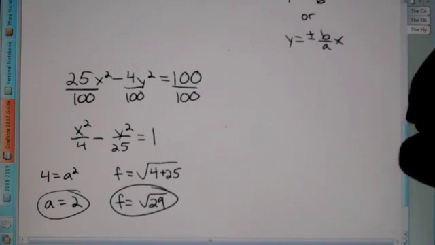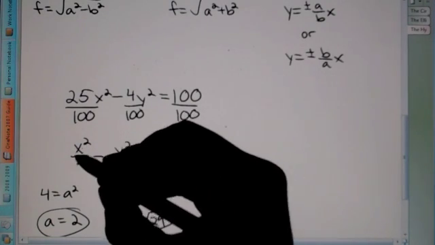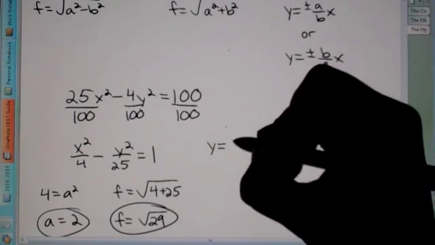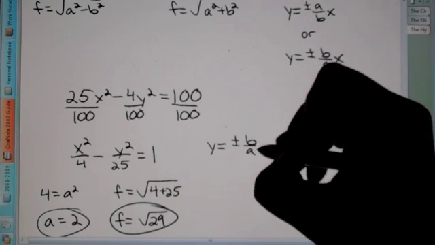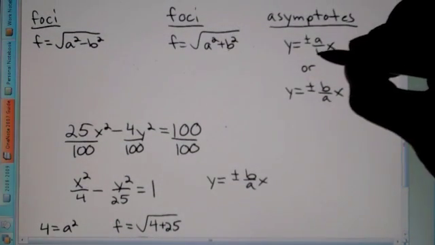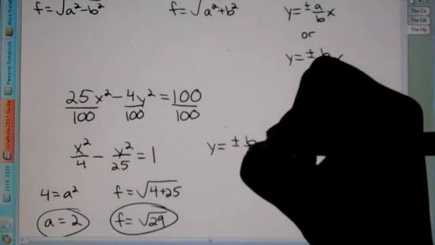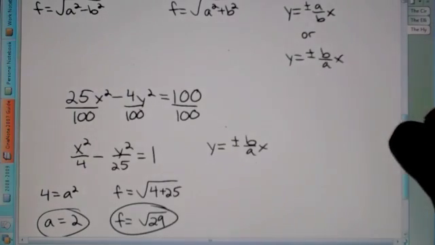But here's the trick about asymptotes. If x squared comes first for a hyperbola, this is the equation you need to use: y is equal to plus or minus b over a x. Notice we have two here. We have a over b, and then we have b over a. If x comes first, use the b over a. If y were to come first, then you would use a over b.